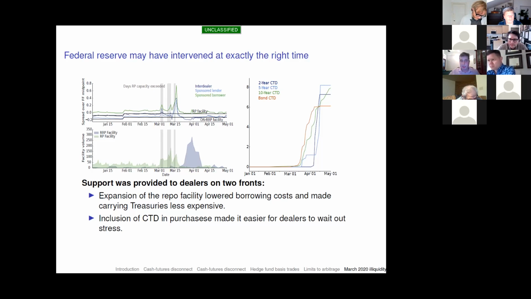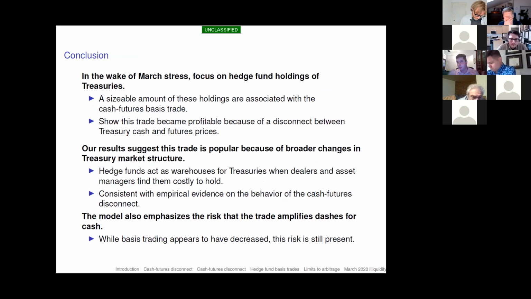In the wake of the extreme movements we saw in treasury markets in March of 2020, there's been a lot of focus by us, by others, on hedge funds' holdings of treasuries. What we're showing you in this paper is that a sizable amount of those holdings can be associated with an arbitrage trade known as the cash futures basis trade, which increased in part because it seems to have become more profitable in recent years. What our paper does is tie that together with the broader issues of treasury market structure, and shows that hedge funds through this trade are acting as warehouses for treasuries. This comes back to a welfare question: how valuable is that warehousing role relative to the risks that these hedge funds are undertaking is an important thing for people interested in this topic to disentangle.